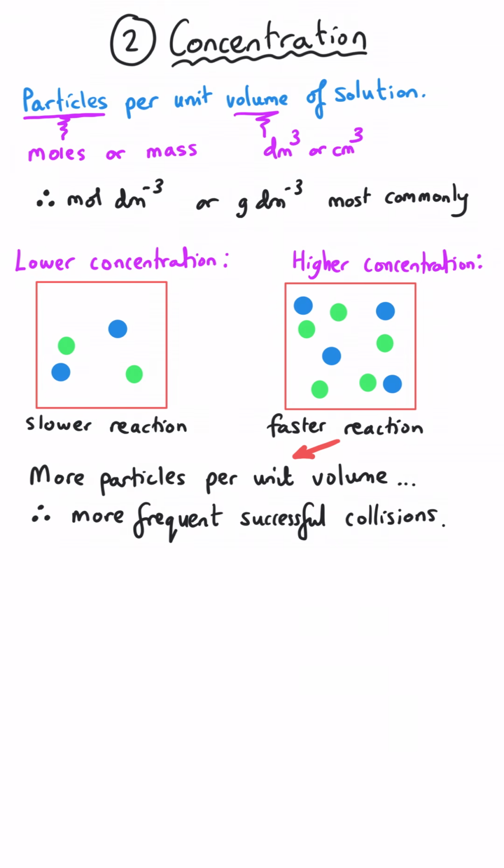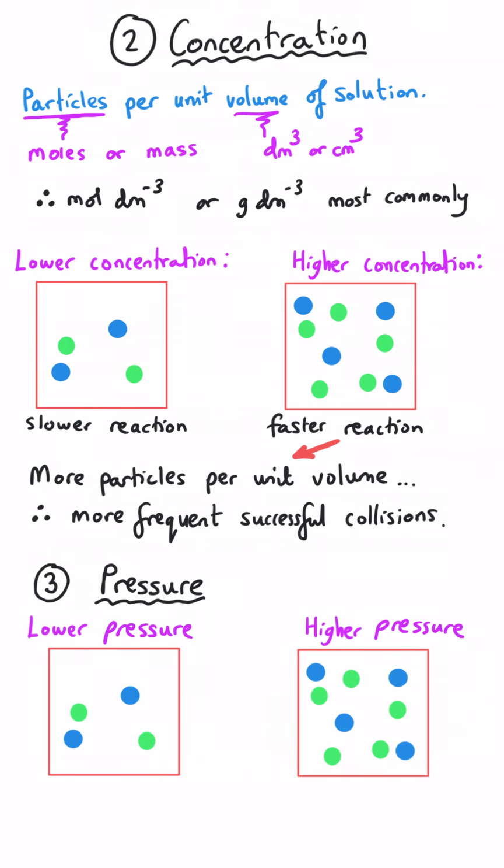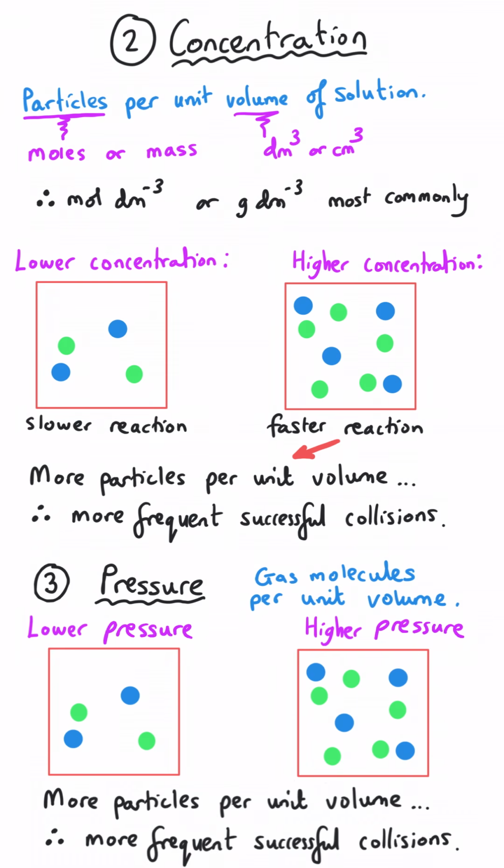And in fact, this is exactly the same pattern if we look at pressure. Whereas instead of looking at the number of particles per unit volume of solution, which is what concentration is, pressure is just simply the number of gas particles per unit volume of space. And once again, for the exact same reasons, a higher pressure means that there will be more particles per unit volume, so the collision frequency will be increasing, and that means we will have more frequent successful collisions and therefore a faster rate of reaction.